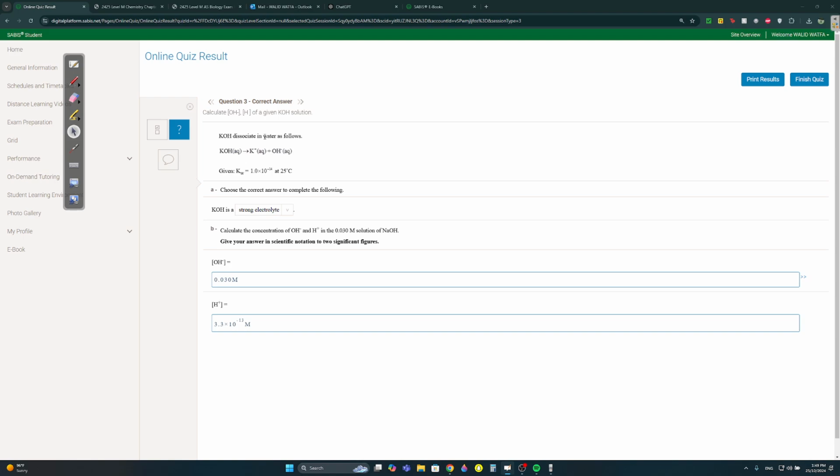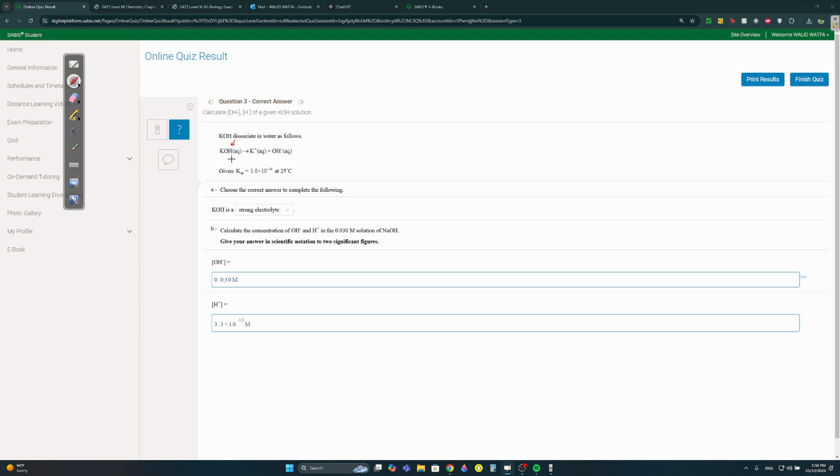Okay, anyway, KOH dissociates in water as follows. It dissociates completely, right, because it's a single arrow. Given Kw is this, what is KOH? Obviously strong. Why is it strong? Because it dissociates completely. If the arrow was like this, then it would be partial dissociation. But this is complete, so it's strong. And then they said calculate OH and H+.